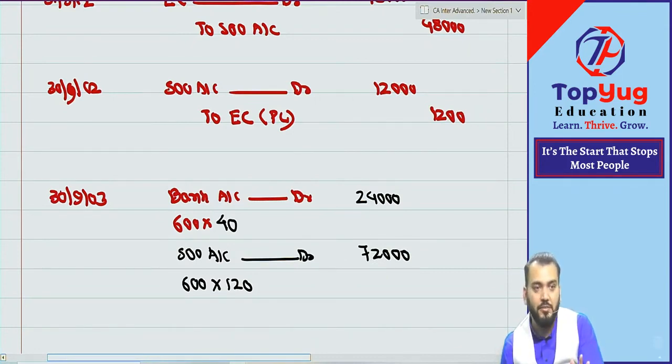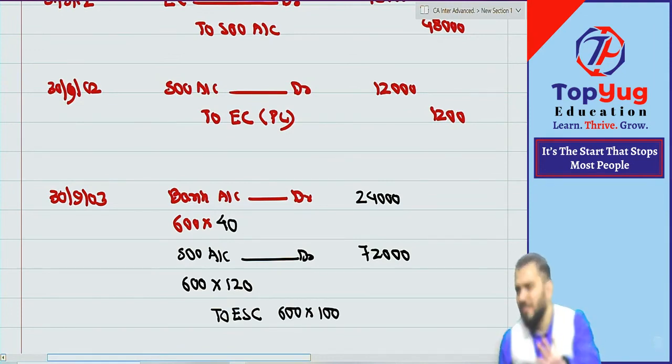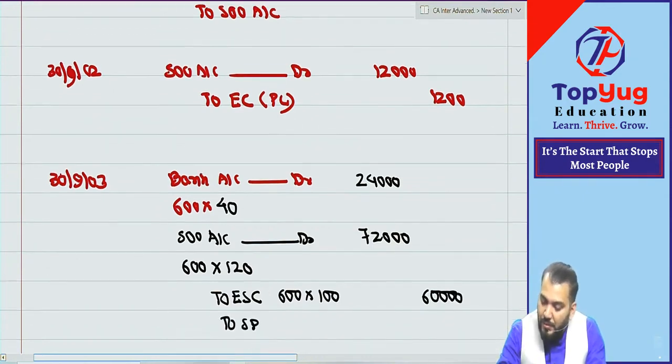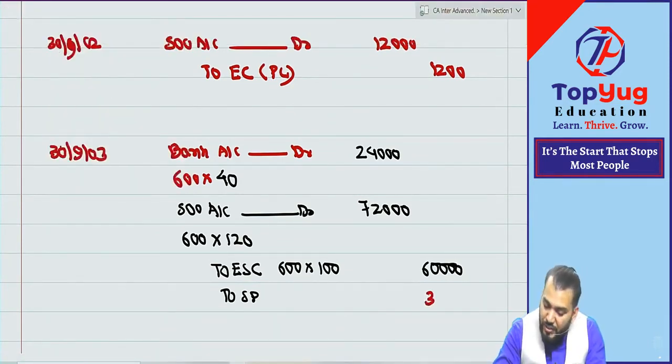Don't write till you understood. I am not in hurry. Now have you understood this question solution? Not understood? Chalo, okay. To equity share capital 600 into what? We have taken assumption 100. You can assume 10 also. That depends upon what assumption you are taking in exam hall. So we have assumed 100. It is 60,000. And securities premium balancing figure. How much? 36,000.